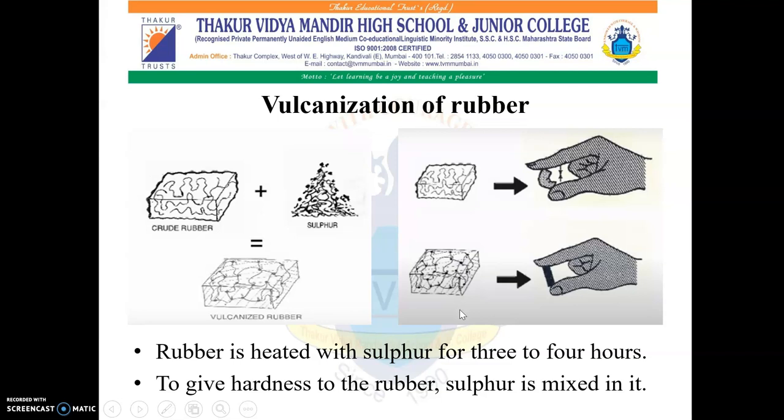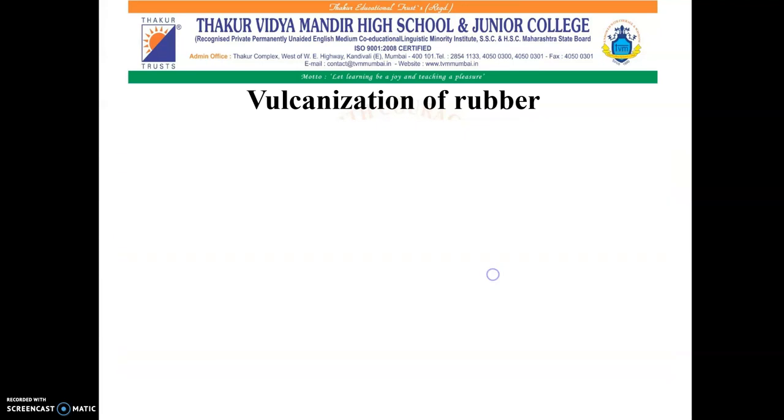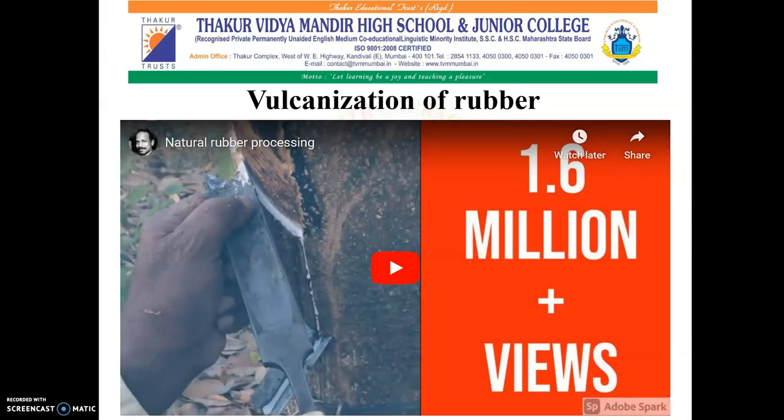The proportion of sulfur in the mixture is determined by the purpose for which the rubber will be used. For example, if you want a soft rubber, then less amount of sulfur is added, and if you want hard rubber, then more amount of sulfur is added to it. Okay, now let us see a video. In that, we will observe how natural rubber is extracted from the tree and then how it is converted into a harder rubber by the process of vulcanization of rubber.